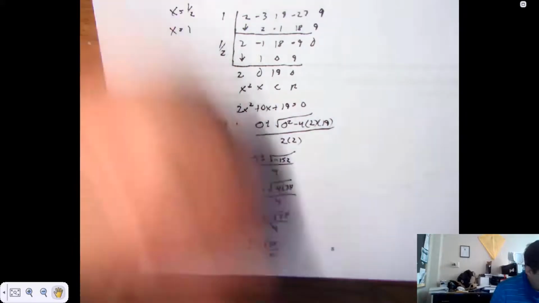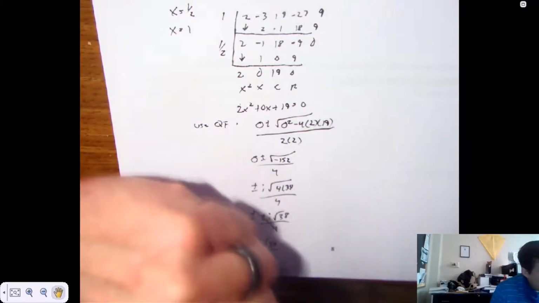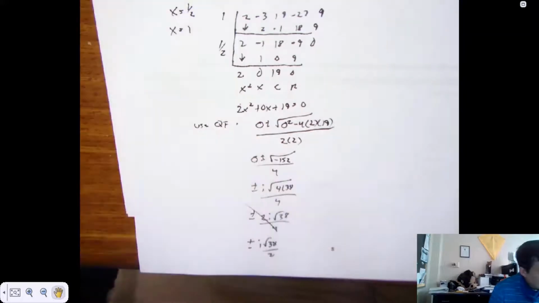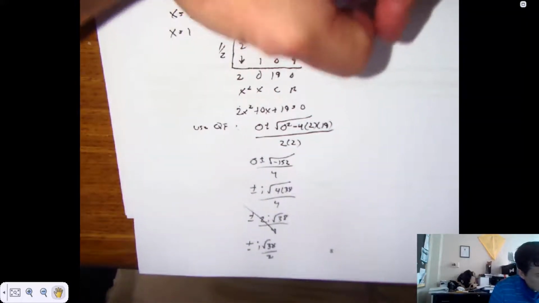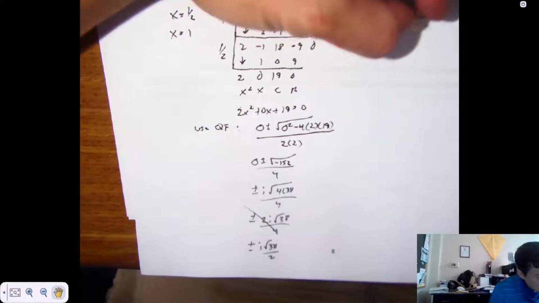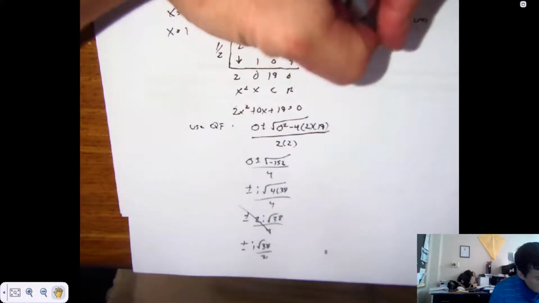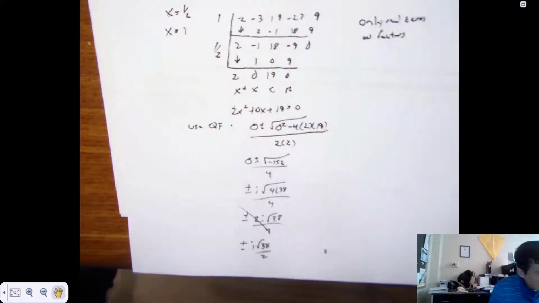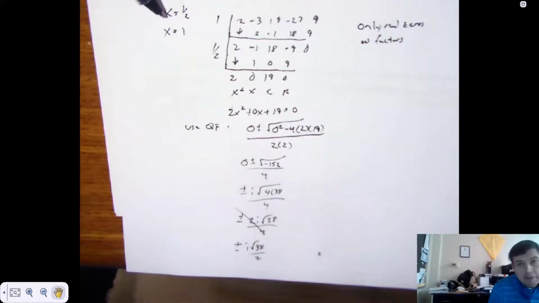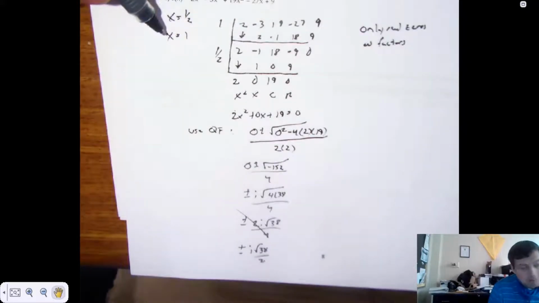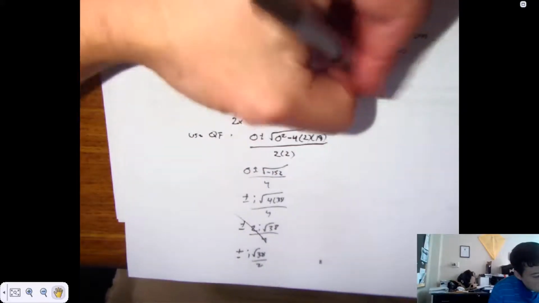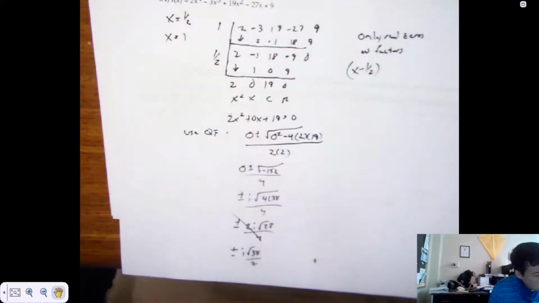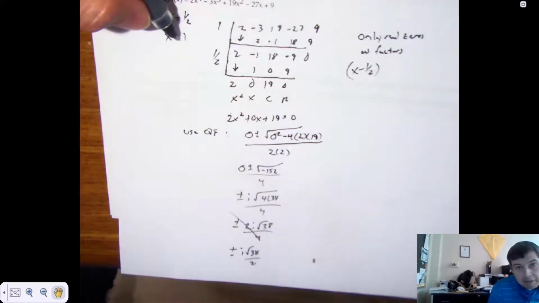We would not actually write these out using factors. We don't do that. We're going to only use the real zeros. The linear factors are the 1/2 and the 1. So if 1/2 is 0, x minus 1/2 created it. And if 1 is a 0, x minus 1 created it.